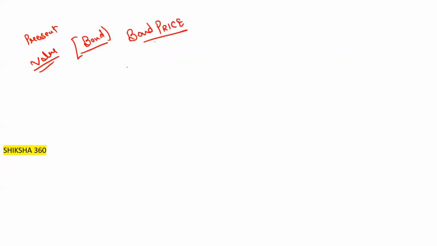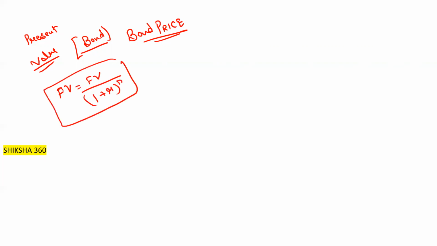Next, one more thing we have to understand: sometimes they will ask to calculate the present value of the bond, or the value of the bond, or the bond price. So there, the present value is equal to future value upon (1 plus r) power n. This is the value if we have to calculate directly. Here they have given that the face value is 1000 and the coupon rate is 8%.